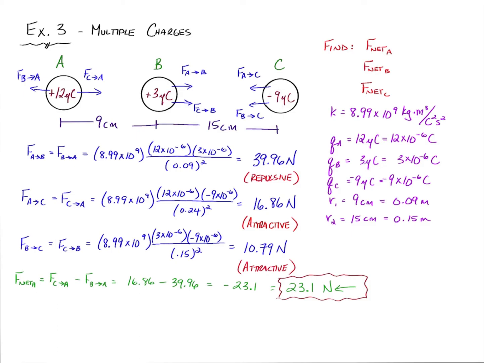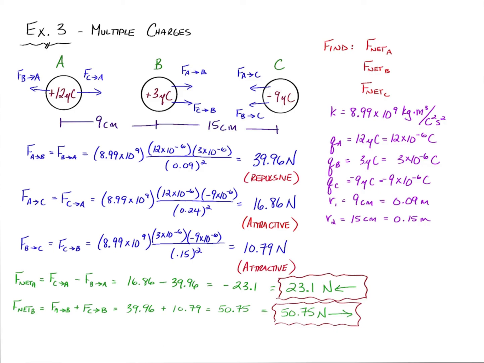All right, if I look up at B, I notice that F of A on B goes to the right. F of C on B goes to the right. That means they should both be positive because they're both going to the right. And in fact, that's what happens. I take the force of A on B, and I simply add to it the force of C on B. Before I subtracted, because they were going in opposite directions on A. For B, they're both going in the same direction, so I simply add them together. I go up and find A on B, which is 39.96, and C on B, which is 10.79, and then I add those two together. I wind up getting 50.75. That is a positive value. This is not Coulomb's law, so the positive value tells me right. So the net force on B is 50.75 newtons acting to the right.